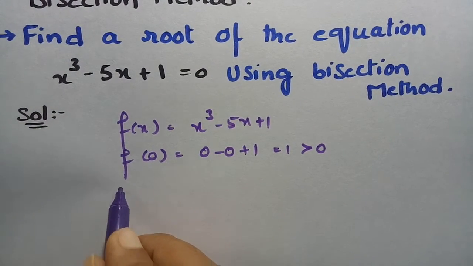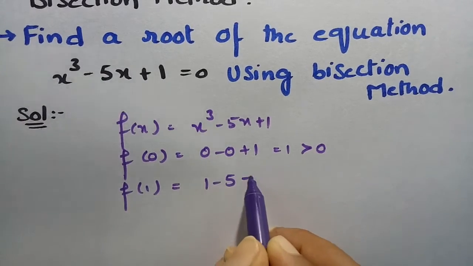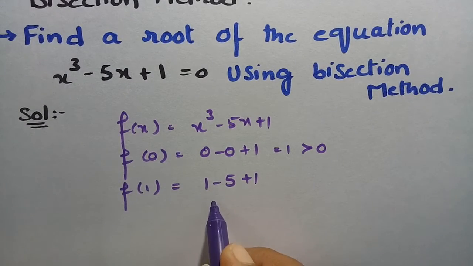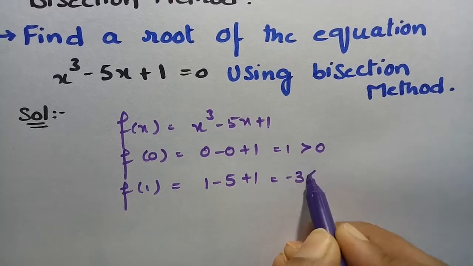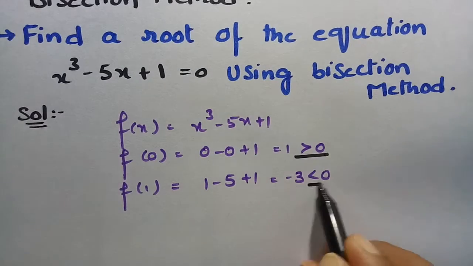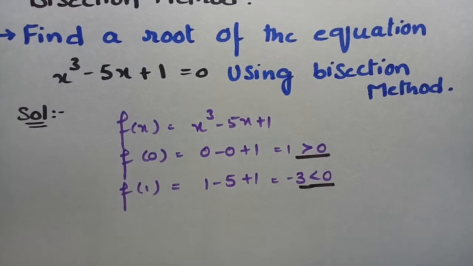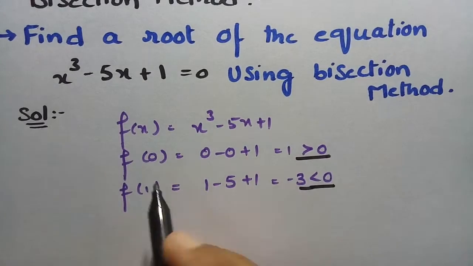Next, if I keep x = 1, so 1 minus 5 plus 1, this will be minus 3, and this is negative. So, if I get one plus and one minus, we have to stop. We have to consider this 0 as x naught.